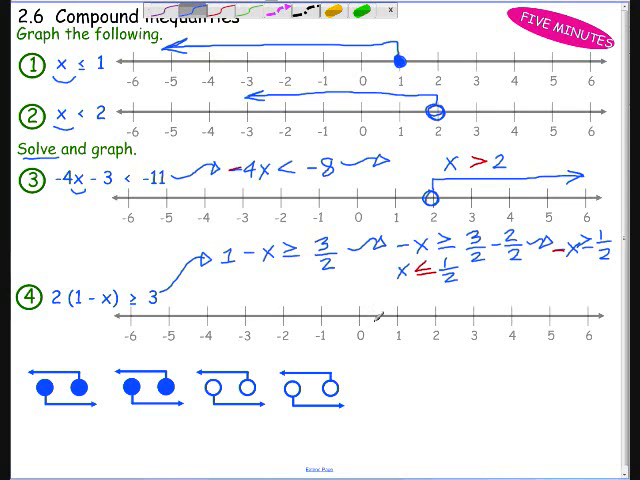So where is positive 1/2? Well, it's going to be right between 0 and 1, isn't it? So I'm going to draw my boundary right here. Oh, and it includes the boundary this time. See that? It can be equal to the boundary. So I fill it in, and it's less than. So I'm going in this direction. Okay?